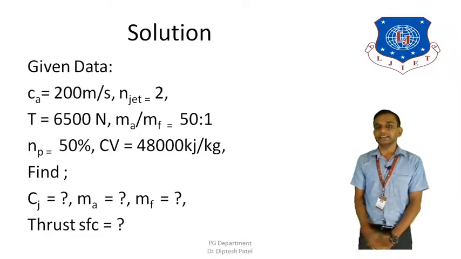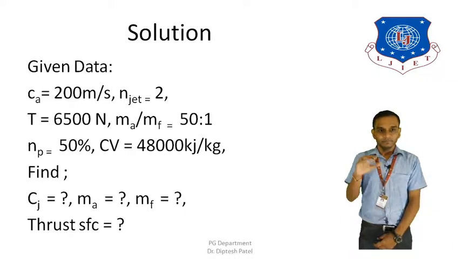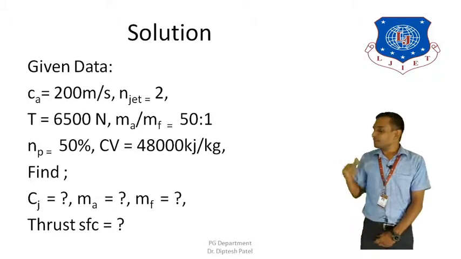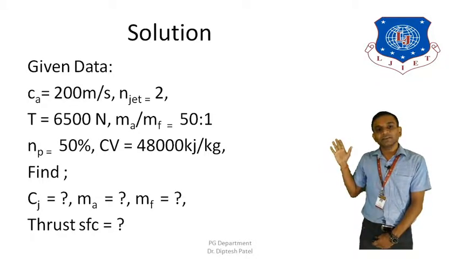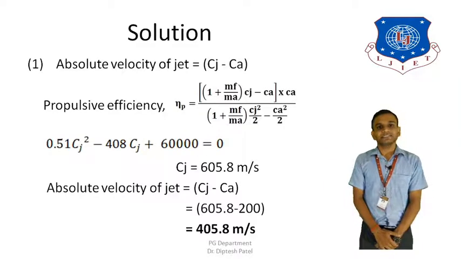Basically that is the difference between Cj minus Ca, so we need to find out Cj. Second, the mass flow rate of air, Ma. Then Mf, the mass of fuel consumption. Then we need to find out the propulsive power and the thrust specific fuel consumption. So these are the different values that we need to find out. Now let's start the example.